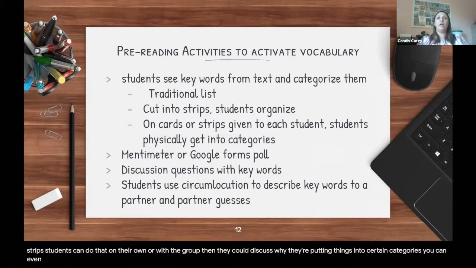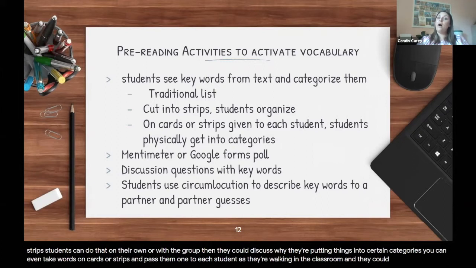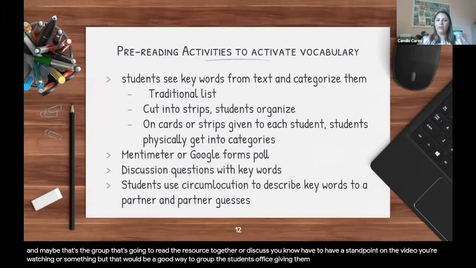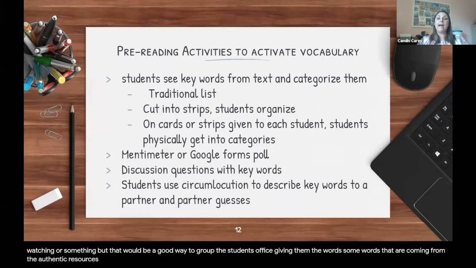You can even take words on cards or strips and pass them one to each student as they're walking in the classroom, and they could group up that way. And maybe that's the group that's going to read the resource together or discuss, or have a standpoint on the video you're watching. But that would be a good way to group the students off, is giving them some words that are coming from the authentic resources, and then having them physically get into the category.